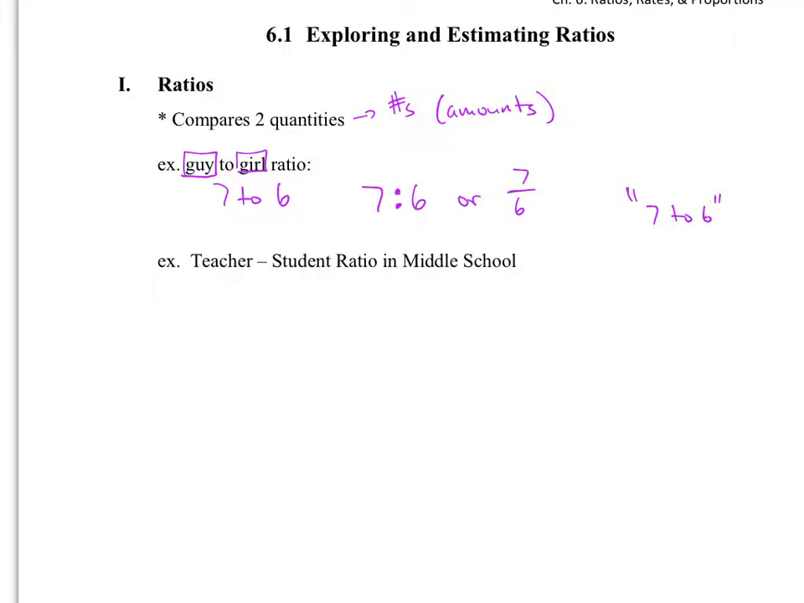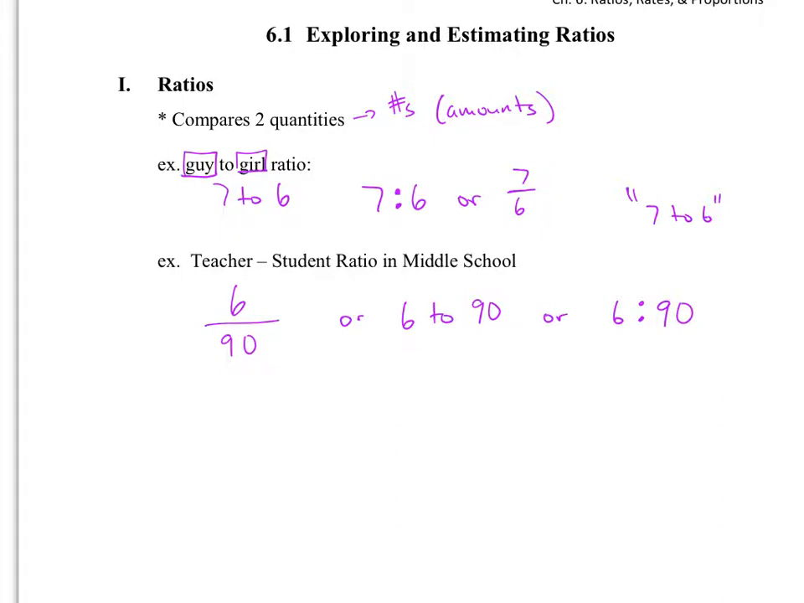Teacher to student ratio. So if you think about middle school teachers, there's 6 of us. Okay? And I wrote that first because it says teacher to student, or teacher dash student ratio. And there are approximately 90 middle schoolers. So you could write it this way, or you could say 6 to 90, or you could say 6:90. Any of those work?